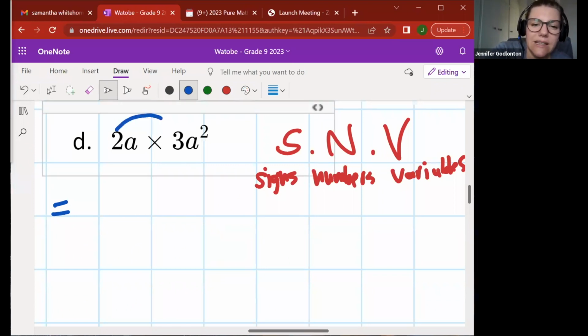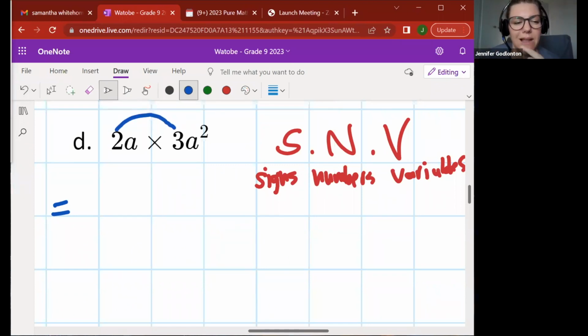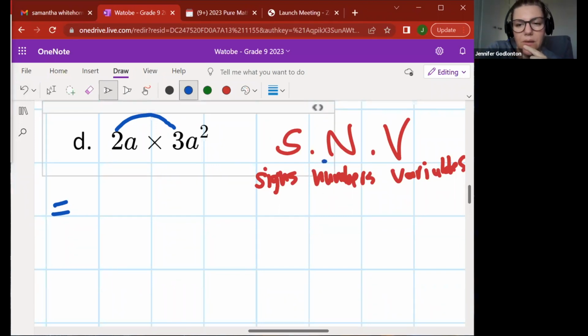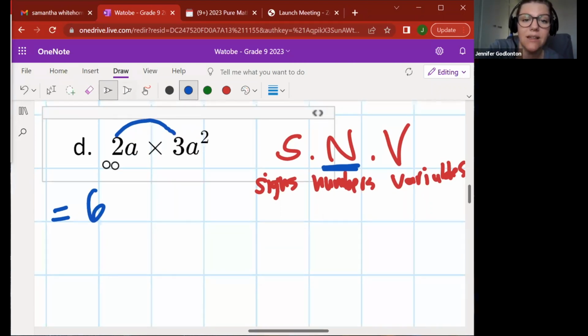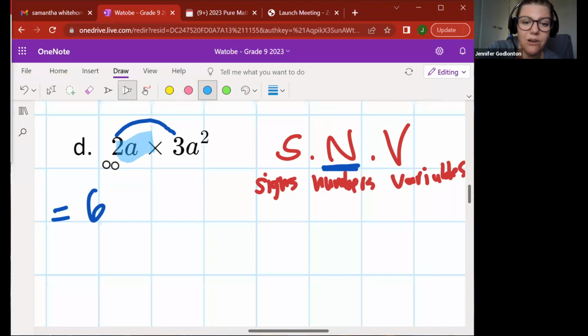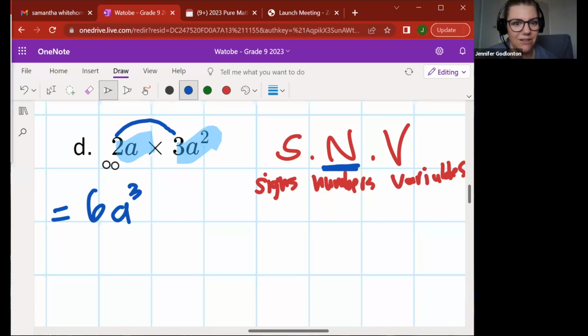When we're looking at these numbers, we've got this 2 and we're multiplying that by the 3. So what would that become? 6. Yes, good. So that's the N, that's our numbers. Then we're going to look at our V for our variables. We've got 1 A over there and we've got 2 A's over there. So how many A's would we have in total? 3. Exactly. So that's what our final answer would be. Make sense? Yes, I do understand, ma'am.